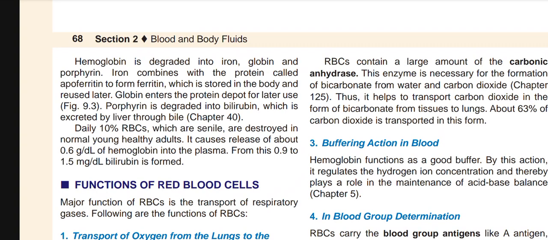Daily 10% of the RBCs which are senile or old are destroyed in normal young healthy adults. It causes release of about 0.6 gram per dl of hemoglobin into the plasma. From this, 0.9 to 1.5 milligram per dl of bilirubin is formed daily. So this is the normal range, but above this is a case of a disease condition.